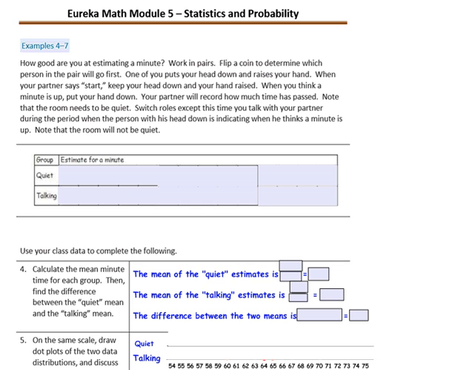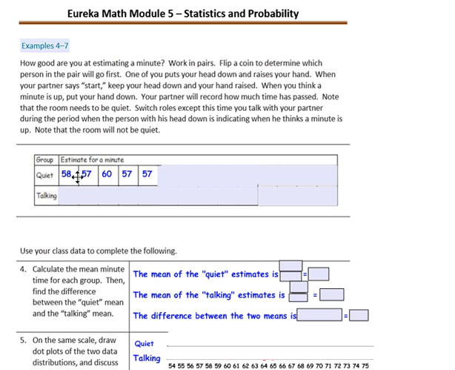Switch roles. Okay, so first we'll go ahead and do that. And we have quiet estimating for a minute. And here's what we found out. Our data is 58 seconds, 57 seconds, 60 seconds. So one person estimated the minute exactly correct.